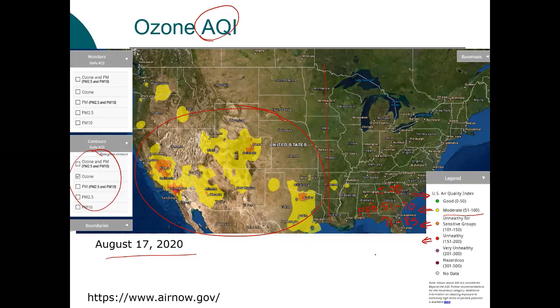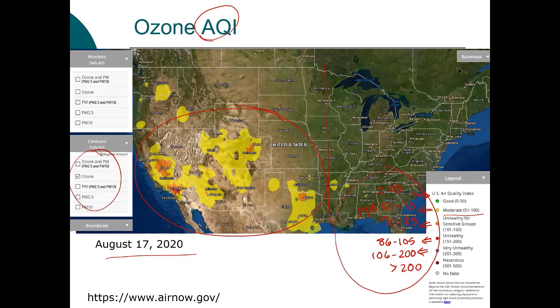Unhealthy, we're looking at 86 to 105. Very unhealthy, we're looking at 106 to 200, and greater than 200, we're talking about hazardous. So the 0 to 50, the 51 to 100, those are consistent for the air quality index. These levels vary with the pollutant.